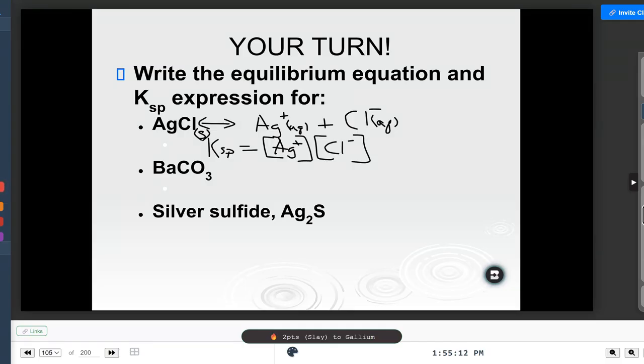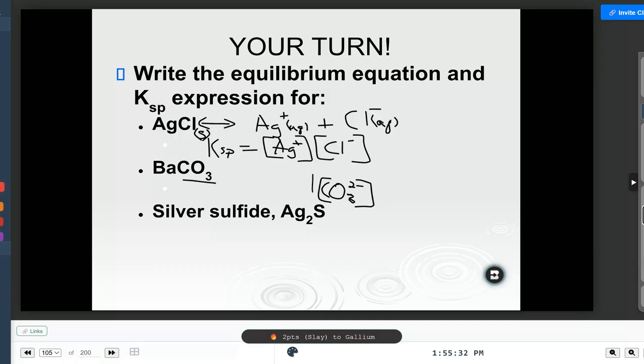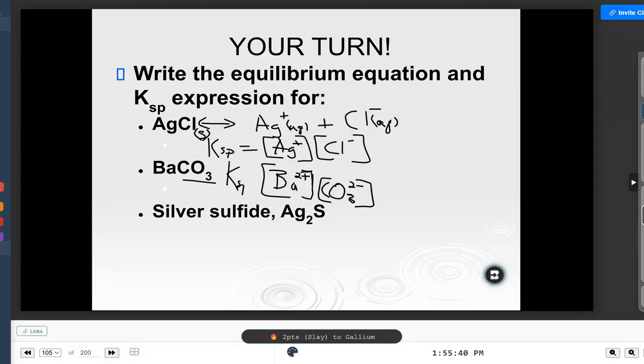Okay. If we were doing this for our BaCO3, don't forget that CO3 is a polyatomic ion. And so that would have the entire ion in brackets. Some students might try to split that up, but remember, don't split up your polyatomic ions, keep them together. And so in this case, we would have Ba2 plus in brackets times our CO3 2 minus in brackets, okay? I did not make my dissociation equation on that one, but that's what the KSP would be.